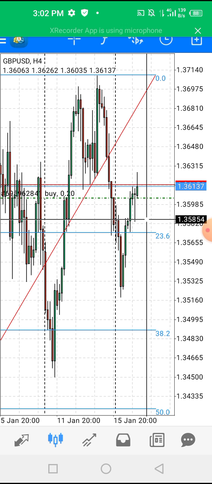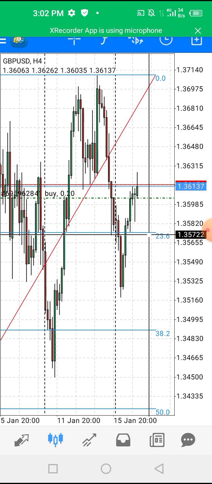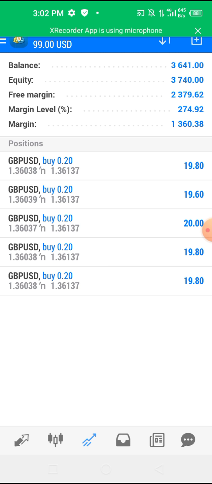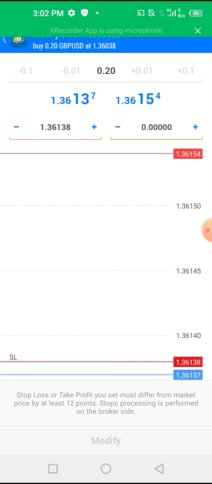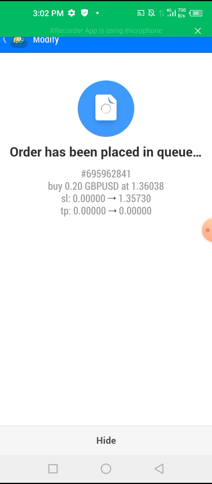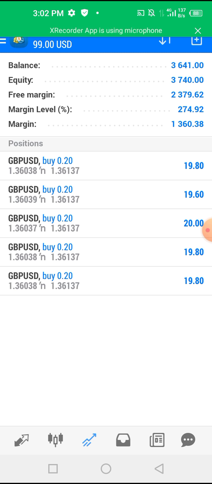Now, if I want to set my stop loss to be here, that is okay. Let me just say 353. That is 30 pips stop loss. Now, I've already made analysis on this, so my stop loss will now be 1.3573. Let me just put 73, 1.3573. It is below 30 pips actually. So you can see where I set my stop loss. I've already modified my stop loss.